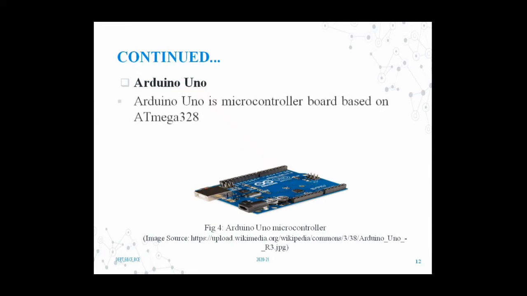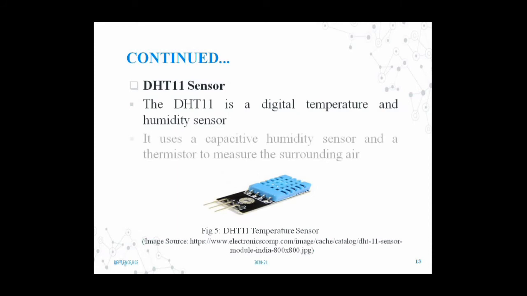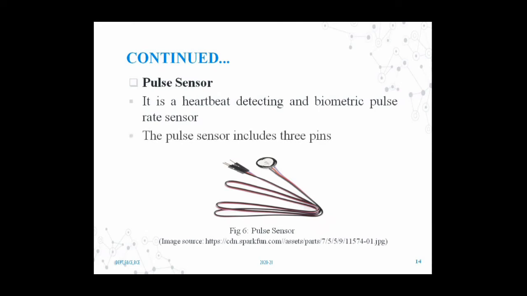Arduino Uno. Arduino Uno is a microcontroller board based on the Atmega328. It has 14 digital input-output pins and 6 analog input pins. DHT11 sensor. The DHT11 is a digital temperature and humidity sensor. It uses a capacitive humidity sensor and a thermistor to measure the surrounding air. Pulse sensor. It is a heartbeat detecting and biometric pulse rate sensor. The pulse sensor includes 3 pins, that is VCC, ground, and signal pin.